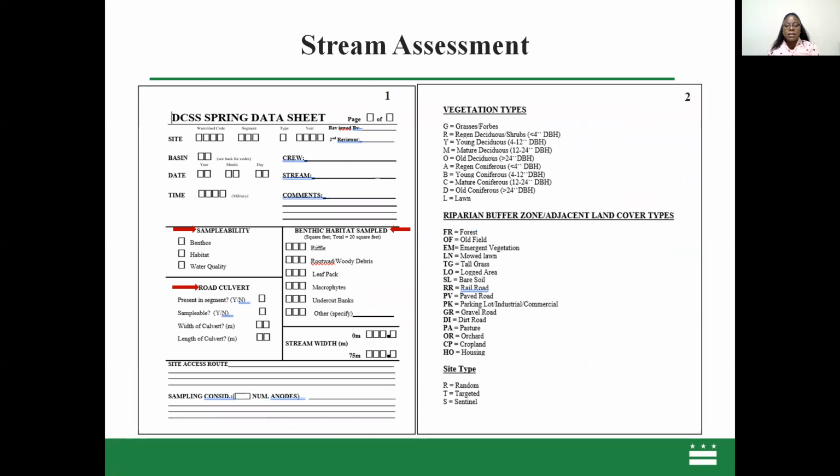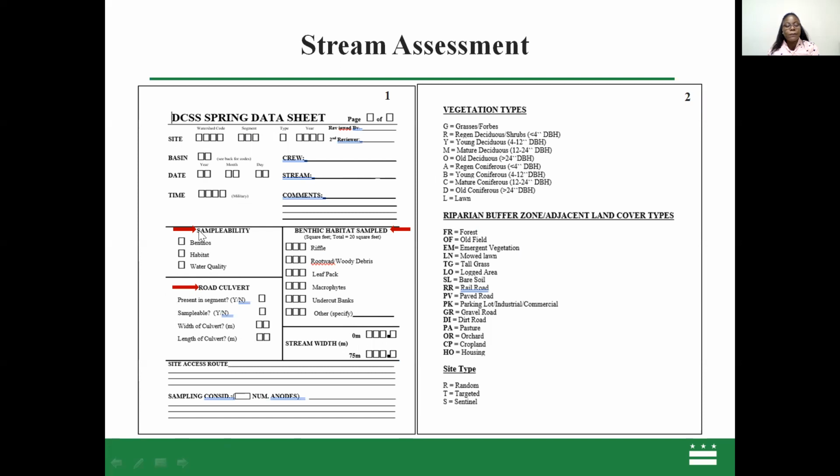Here we see this slide contains the sheets we use to record what we see during our assessments. We have the sites, the dates that we went there for assessment, and the time of assessment. I have 3 points here that I want us to quickly look at.